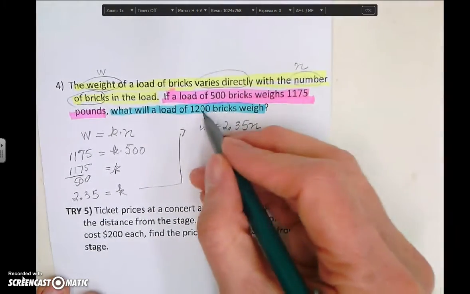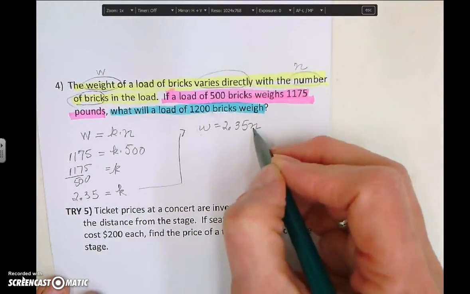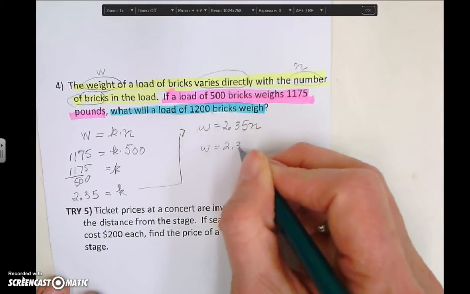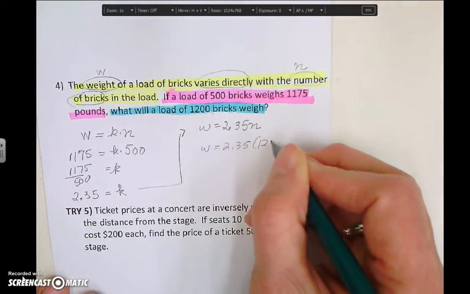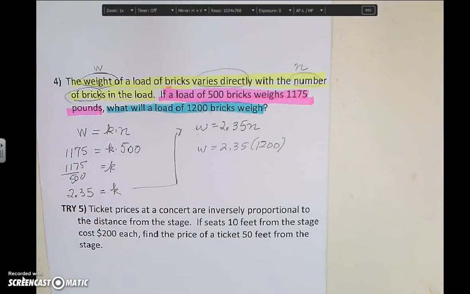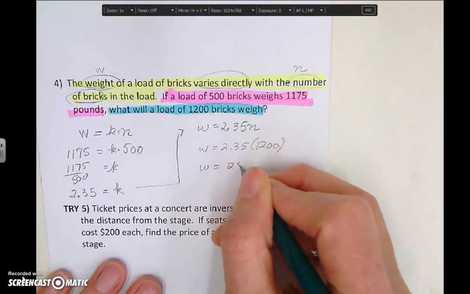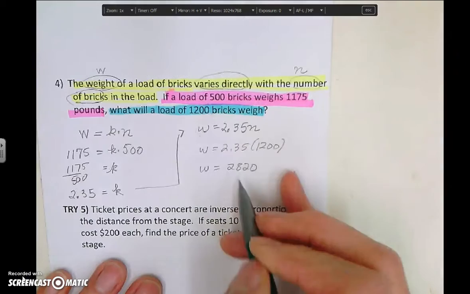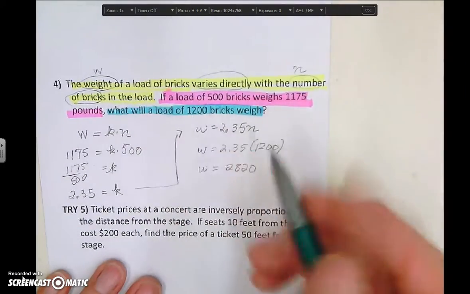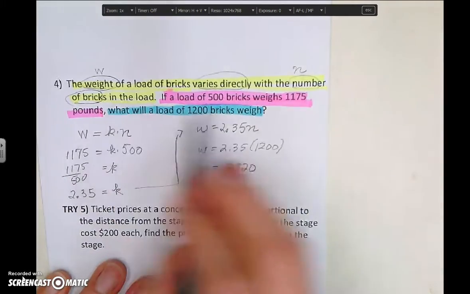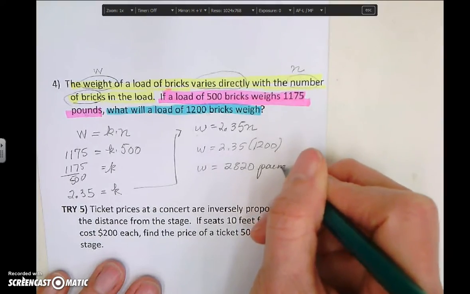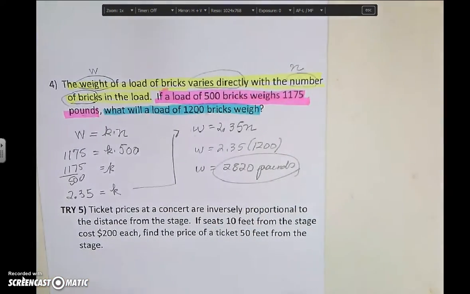So that is either W or is it N? It's an N, it's the number of bricks. So W is equal to 2.35 times 1,200, and we want to multiply that out. And again, you can use your calculator and get 2,820. And what unit am I using? Remember that the W is the number of pounds. You can tell somewhere in here, yeah, pounds. So this is pounds for our answer for that.